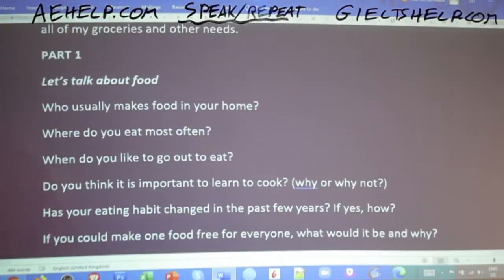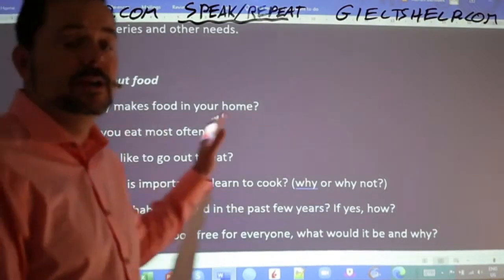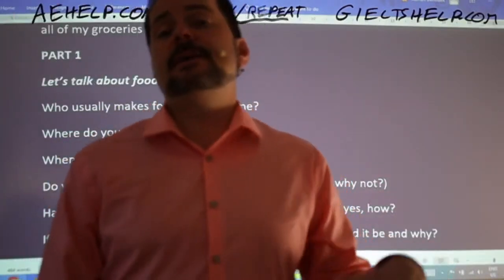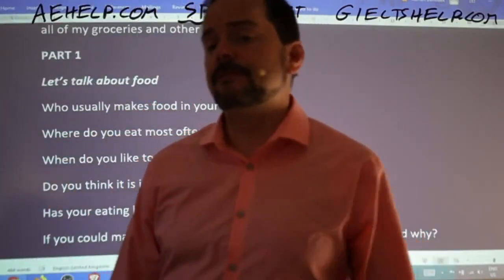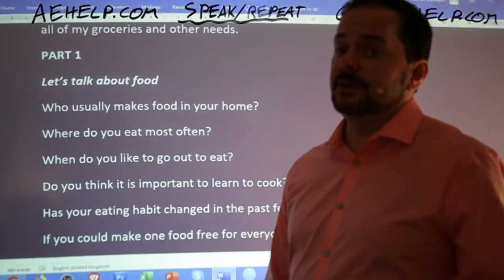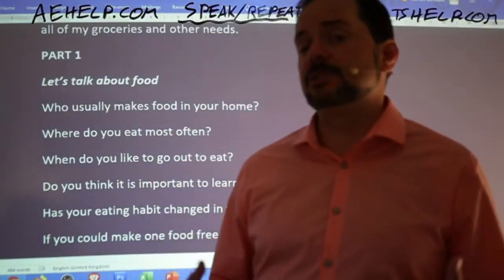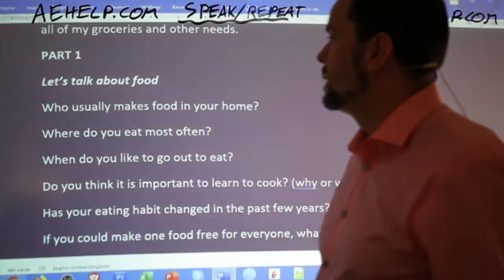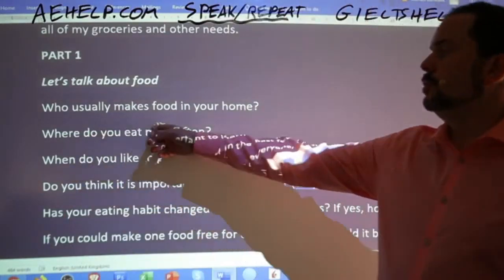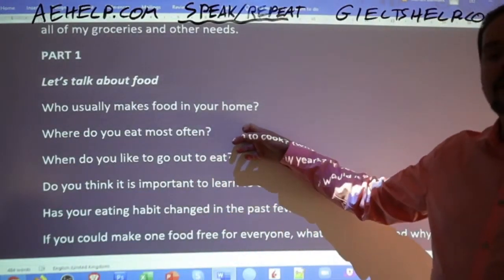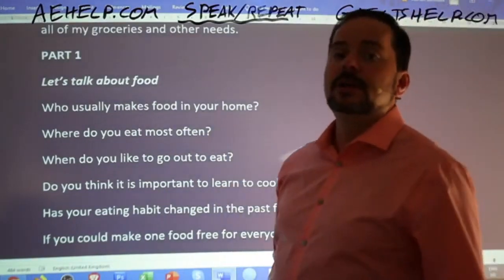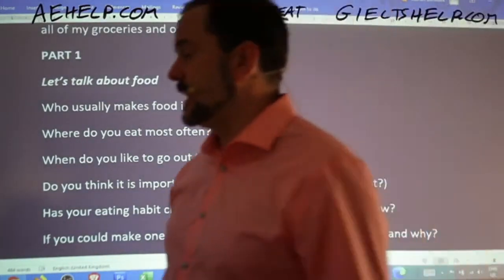So, a very common topic in part one might be something about food. So at this point in time, the examiner is going to say, okay, let's talk about food. And you'll notice that they're very professional. They should be. The examiner should create a professional atmosphere, not a friendly one, okay? So let's talk about food. Who usually makes food in your home? Give me a nice full sentence answer for this one.